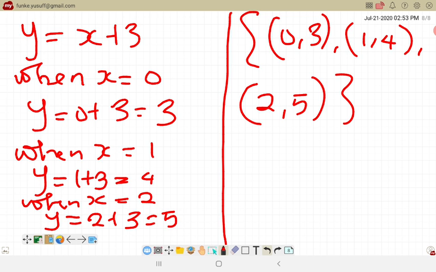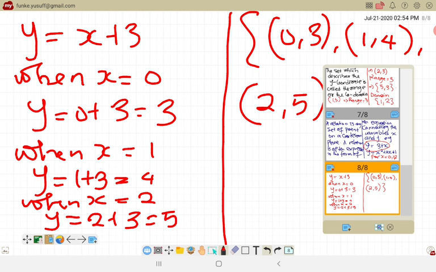That is, when x equals 0, y equals 3. When x equals 1, y equals 4, and when x equals 2, y equals 5. Those are the points for the x coordinate and the y coordinate respectively. So in short, the domain of this relation is 0, 1, 2, and the codomain or the range is 3, 4, 5.